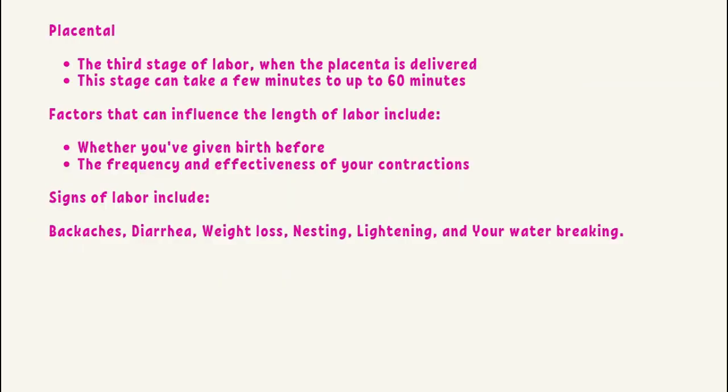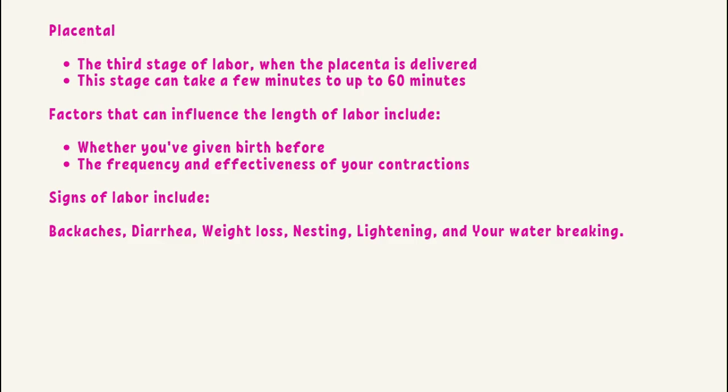So the placenta, the third stage of labor, is when the placenta is delivered. This stage can take a few minutes or up to 60 minutes. So basically that is when they push out the baby and they are going to cut the umbilical cord. But let me pronounce it properly. They are going to cut the cord and all that stuff, and boom, we have a brand new baby. So that's the last stage.